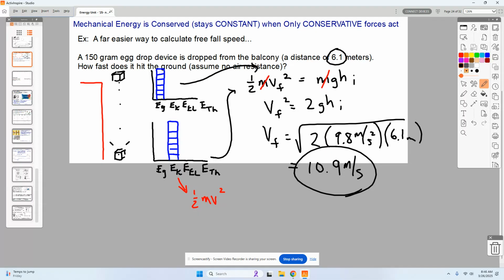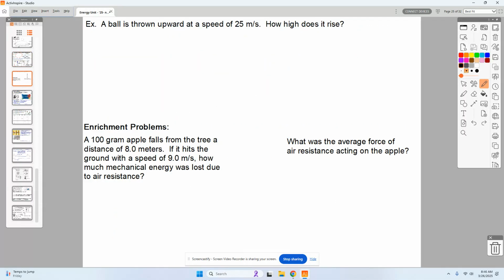All right. Let's take a look at this one here. A ball is thrown upward at a speed of 25 meters per second. We'd like to know how high it goes. So again, if I were to draw something like this here, I might say it's a baseball thrown upward with some initial velocity, vi equal to 25 meters per second. It's rising, it's coming to a stop way at the top.